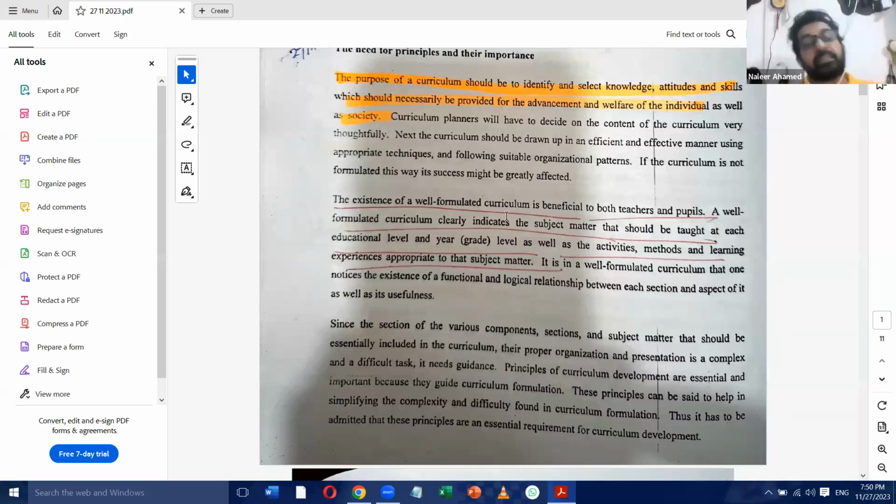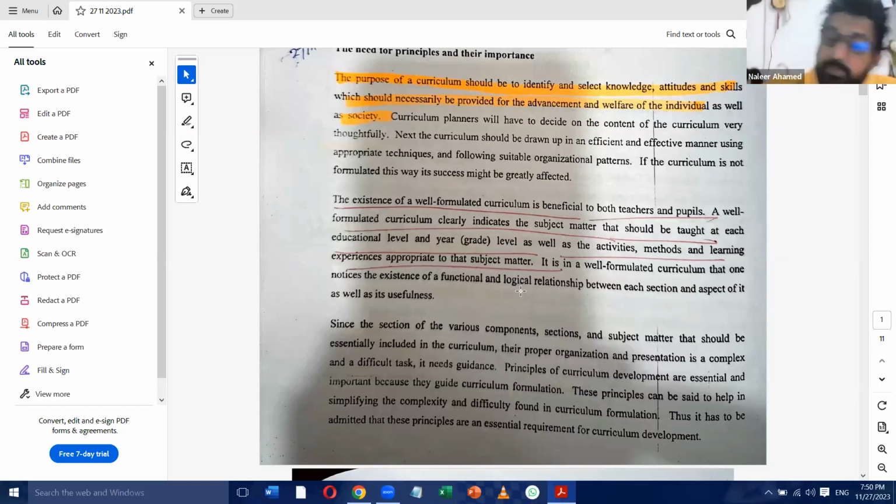So you see that the existence of a well-formulated curriculum is beneficial to both teachers and pupils. A well-formulated curriculum clearly indicates the subject matter that should be taught at each educational level and year, as well as the activities, methods, and learning experiences supplementary to that subject matter. We know that those things are the basic things. It is in a well-formulated curriculum that one notices the existence of a functional and logical relationship between each section and aspect of it, as well as its usefulness.